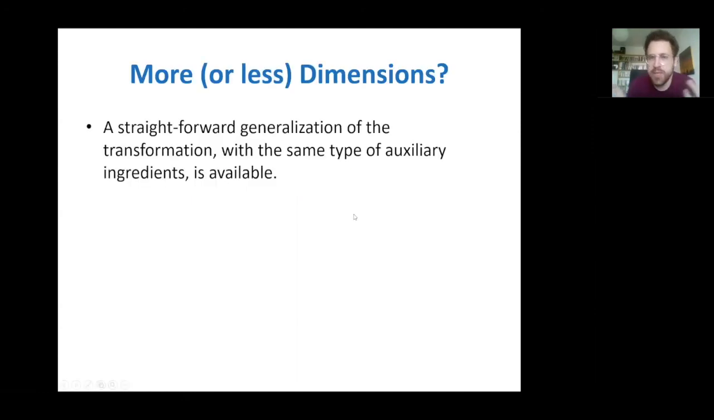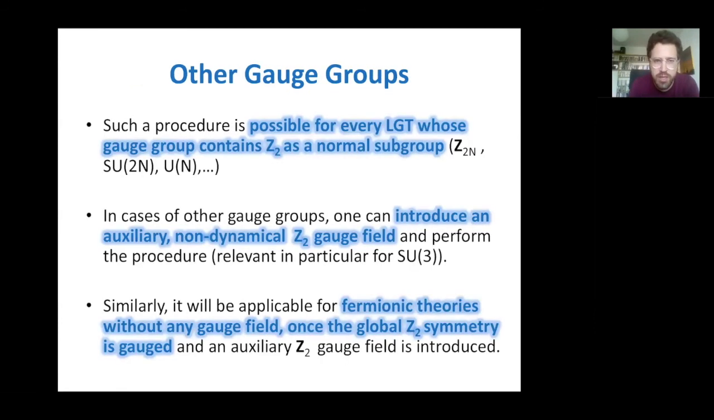Now, what can we do in other dimensions? Basically, it's very straightforward to generalize it to other space dimensions, one dimension, of course, and also higher dimensions, because we just need to repeat the same construction, add more auxiliary fermions, and that's it. What about other gauge groups?